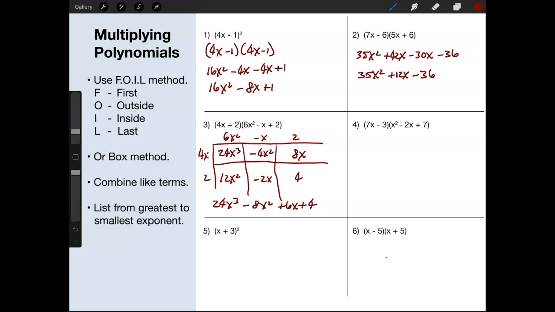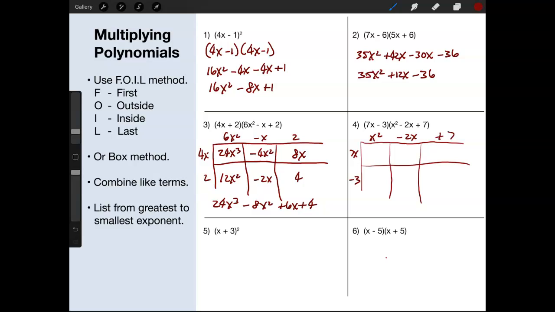For example 4, we have 7x minus 3 multiplied by x squared minus 2x plus 7. We're going to use the box method again. We draw a little box. We label 7x, negative 3, and x squared, minus 2x, plus 7.